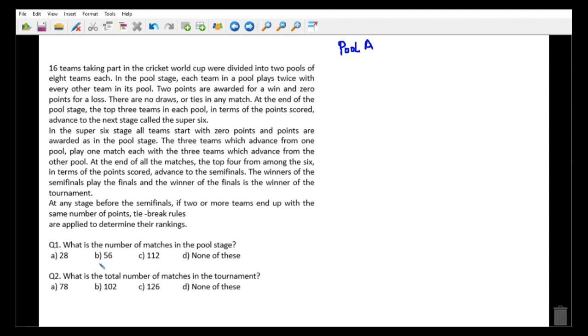So you can look at the questions also first. What is the number of matches in the pool stage and what is the total number of matches in the tournament? Okay, so let's begin and make a complete chart over here.